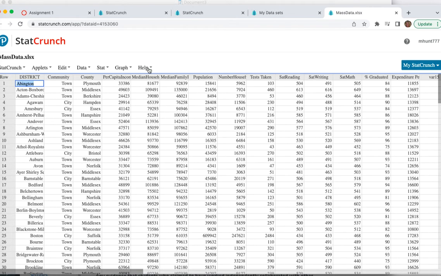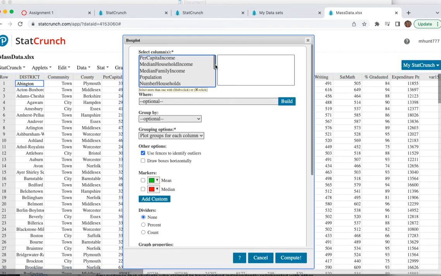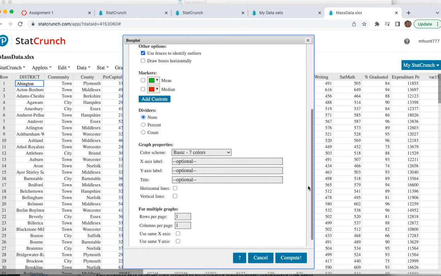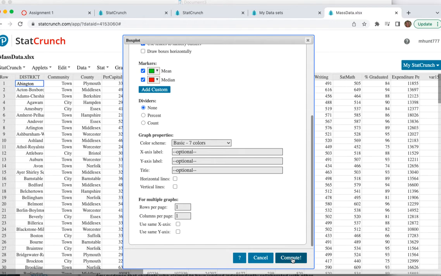So I'd like a box plot. I'm going to go to Graph, Box Plot, and then I have to pick the variables that I would like in my box plot. I would like SAT reading, writing, and math. Okay, so let's go down here and see what else. We would like to have the mean and median as part of the box plot. And what else? We're just going to compute that.